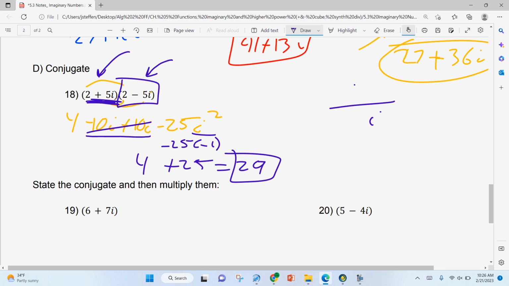But if you ever have something like 3 plus 5i in the denominator, we need to figure out a way we can multiply that to cancel out all the imaginaries. We don't want any imaginaries in the denominator. So again, that's just foreshadowing, fun fact.